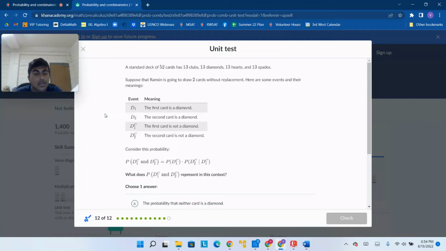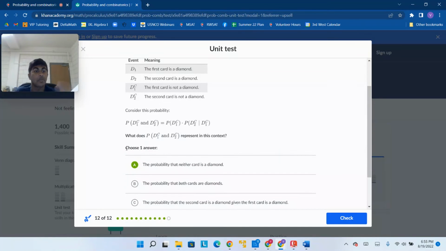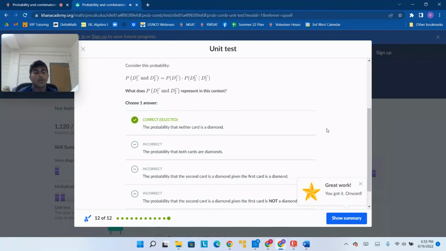So the probability that D1C and D2C equals P(D1C) times P(D2C given D1C). P(D1C and D2C) means that both of them are going to be true. So the probability that neither the first nor the second card is a diamond, because the "and" means that they both have to be true. All right, so that is our answer.